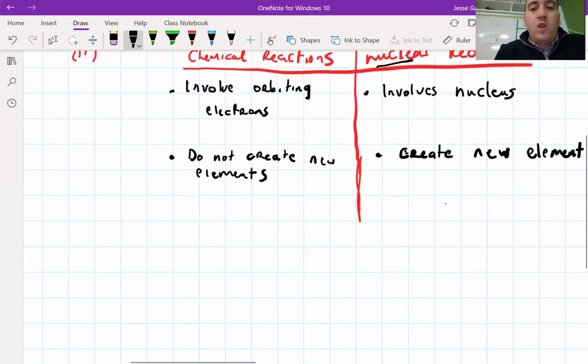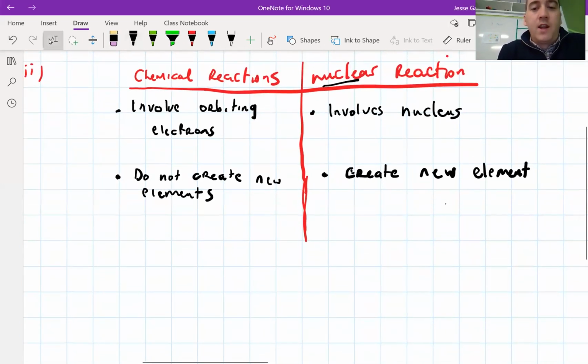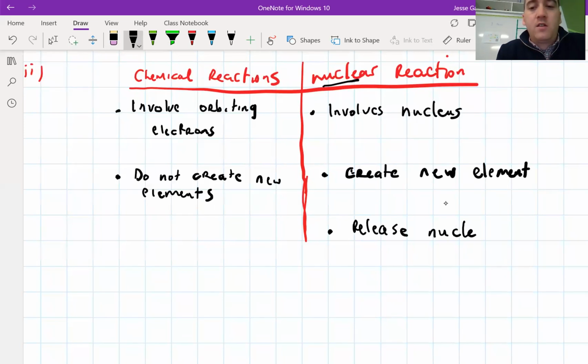Another one that we could have said here is which one releases nuclear energy. Once the reaction happens, it releases nuclear energy. Well, that's obviously going to be nuclear reactions. So these release nuclear energy, and chemical reactions do not release nuclear energy because there's no change to the nucleus.